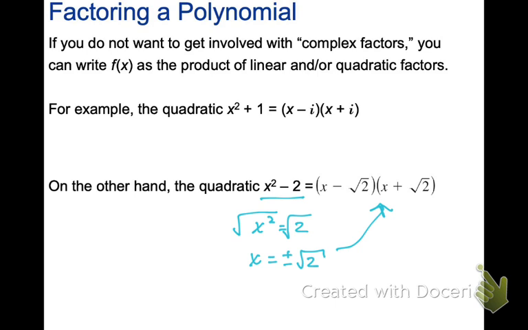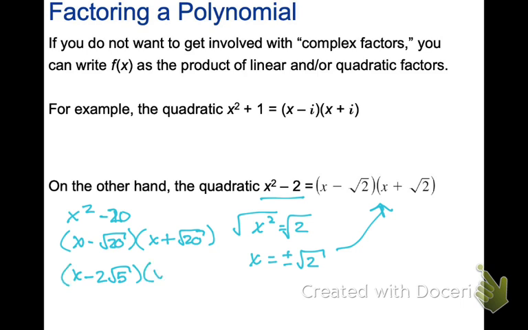Like if I had x squared minus 10. Actually, let's give you 20. x squared minus 20, we would have x minus the square root of 20 and x plus the square root of 20. But what's special about the square root of 20, guys? Is there a perfect square in it? Yes. So x minus 2 square root of 5 and x plus 2 square root of 5.